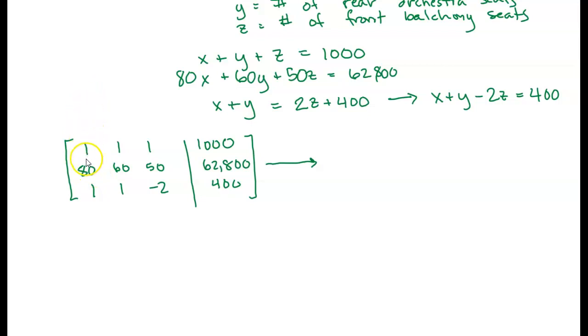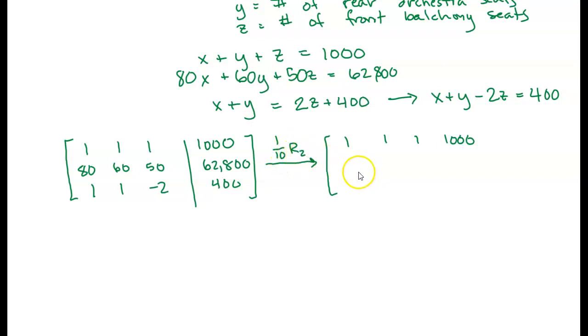And I already have a 1 in the upper left-hand corner, so that's a good thing. I'm just going to leave the first row as it is: 1, 1, 1, and 1000. Now the second row, I think I can just divide everything by 10. I'm going to start with that, just to simplify it a little bit.